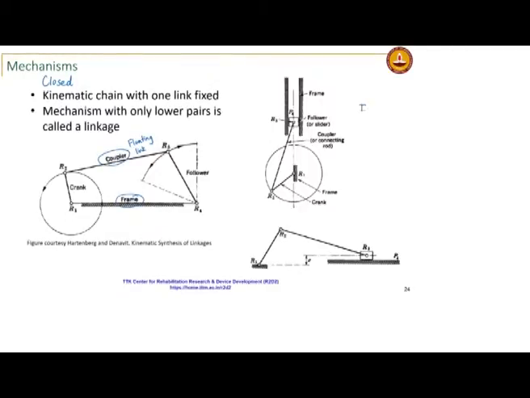This mechanism here is what is known as an inline or a central slider crank. The four bar is typically referred to as a 4R mechanism, and 3R 1P is your slider crank. Again you have the frame, one link which is fixed, then you have a crank, a coupler or connecting rod, and the follower, which in the case of the slider crank is your slider block.